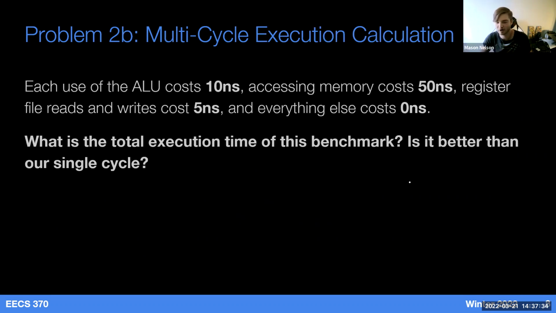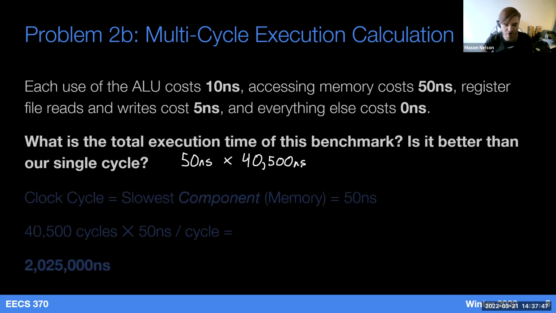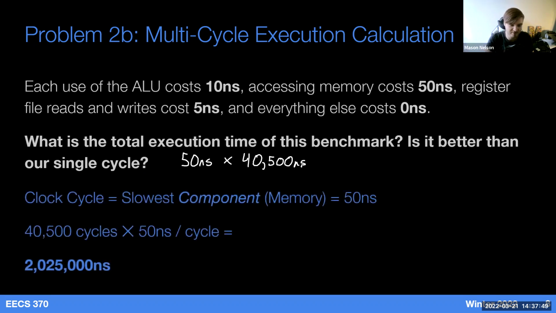So now to figure out our actual execution time, we'll take the longest component, which is our clock period, and that is 50 nanoseconds times the cycle count that we got from the last time. And that's going to come out to that many nanoseconds, over 2 million nanoseconds, which is equal to 2.025 milliseconds. Now, if you remember from before, our single cycle runtime was about 1.2 milliseconds.